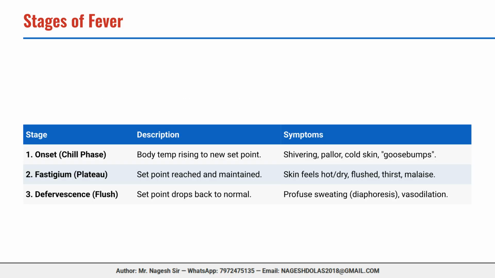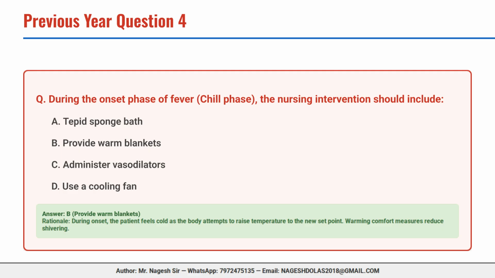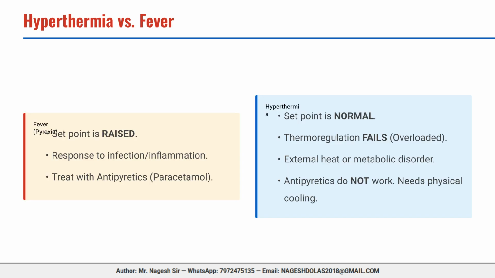Fever has three stages: onset or chill phase, where temperature rises with shivering and pallor; fastigium or plateau, where the set point is maintained; and defervescence or flush, where the temperature drops back to normal with profuse sweating and vasodilation. During the onset phase of fever, when the patient feels cold, the appropriate nursing intervention is to provide warm blankets to reduce shivering as the body attempts to raise the temperature to the new set point.